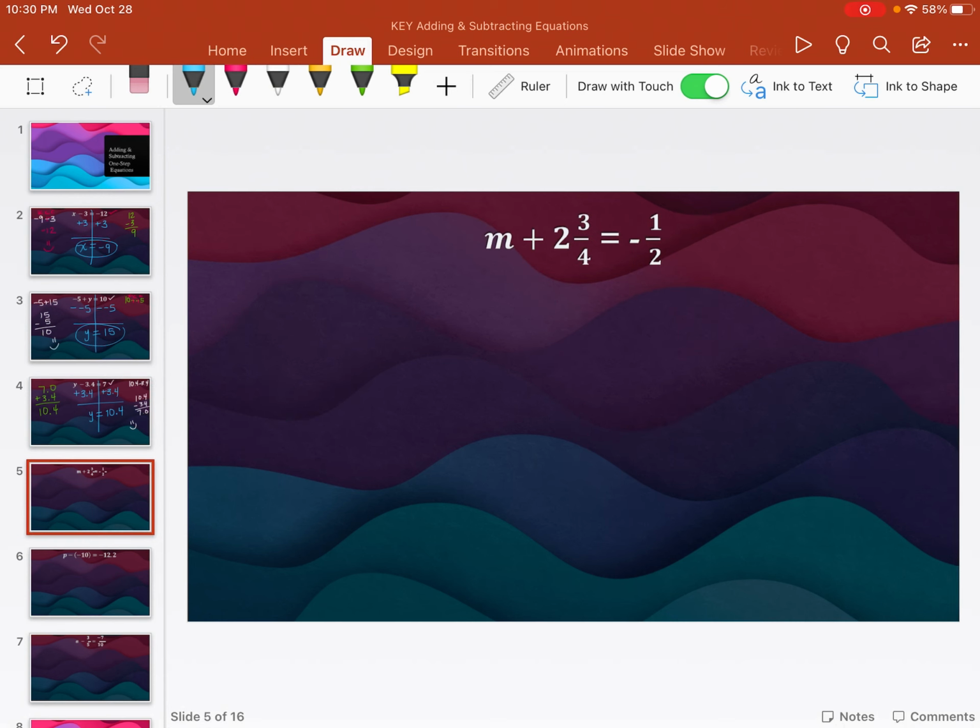Okay, go ahead and draw your line. Keep it nice and balanced and organized. See if you can figure out what operation we should be doing on both sides. Okay, so right now it's m plus 2 3/4. We should do the opposite and subtract 2 3/4 from both sides.